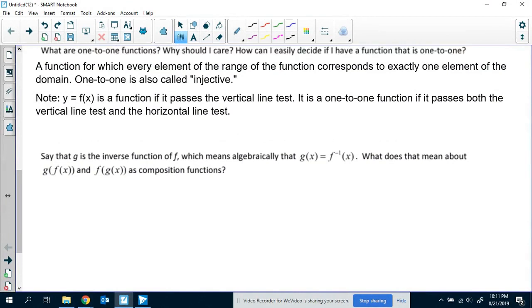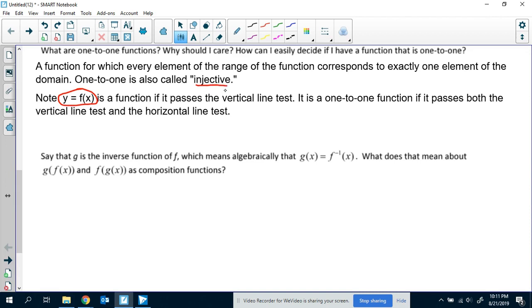What are one-to-one functions? Why should I care? And how easily can I decide if I have a function that is one-to-one? A function for which every element of the range corresponds to exactly one element of the domain is a one-to-one function, and those are also called injective in mathematical terms. If you go to college and they use the word injective function, that's something you might want to know.